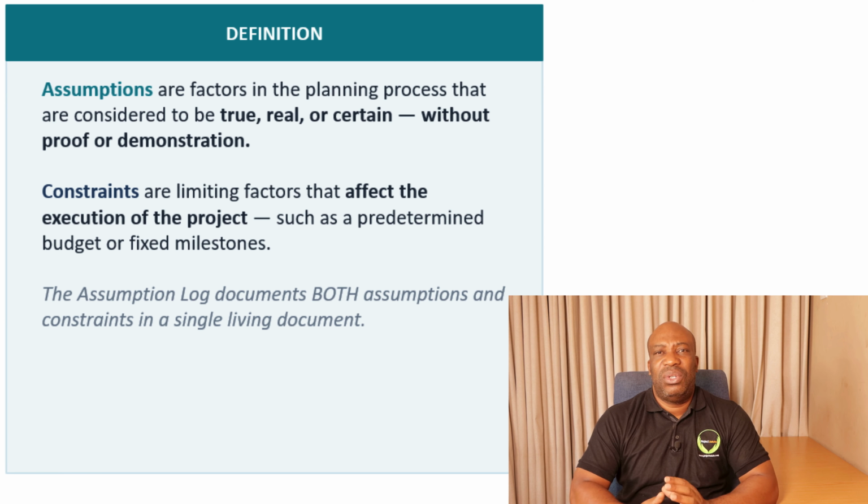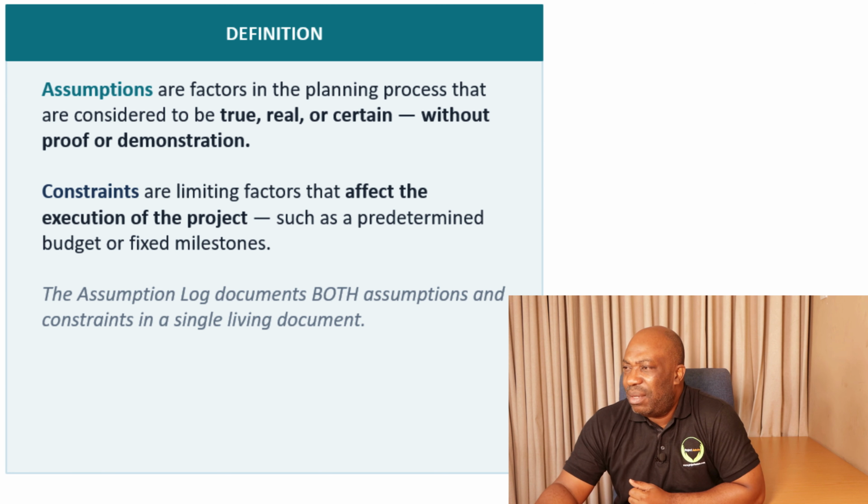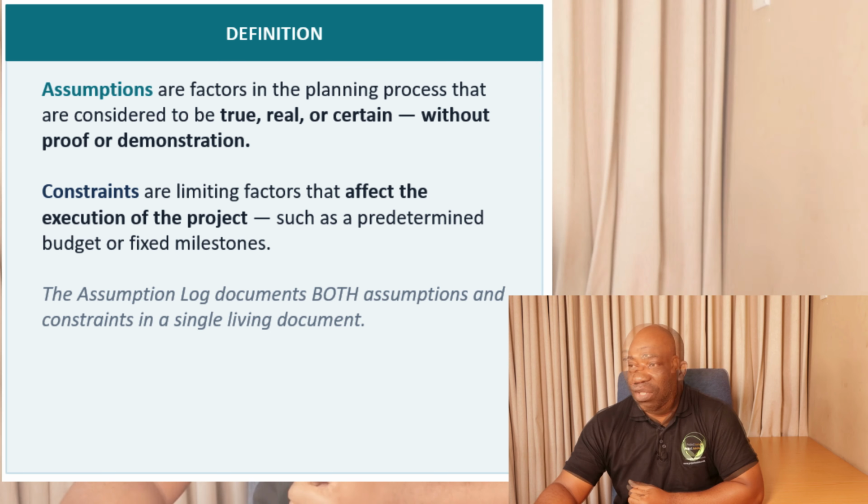All right. So as you can see on the screen, an assumption is a factor in the planning process that is considered to be true, real, or even certain without proof or demonstration. So let me explain on this. An assumption is something that you want to consider to be true, to be real, or not to be changing even during the course of the project. For example, you can assume that the equipment is going to be available on time. You can also assume that the same project team is going to be maintained throughout the project.